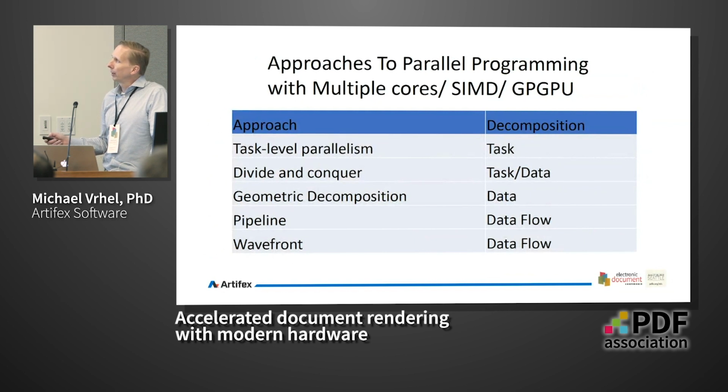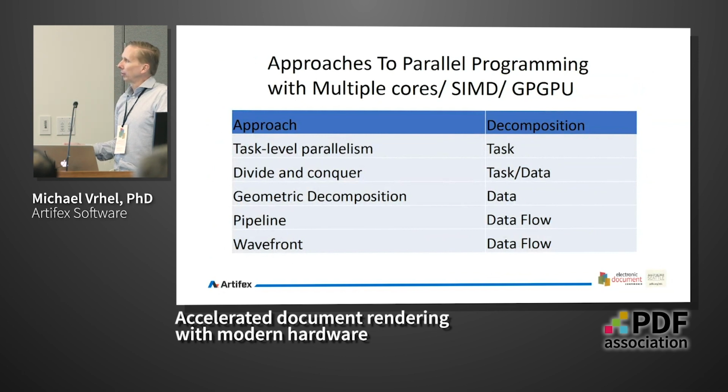Is the operation I'm doing made up of a series of tasks that are completely independent, that I can go ahead and do in parallel, or do I need to look at both the data and the task? Perhaps I can operate on different chunks of the data, maybe individual rectangles or bands, and I can do those in parallel. Or is there a series of operations that the data is going through that I can set up in a pipeline, so that those operations can each happen in parallel, but on different chunks of data as it makes its way through the pipeline.